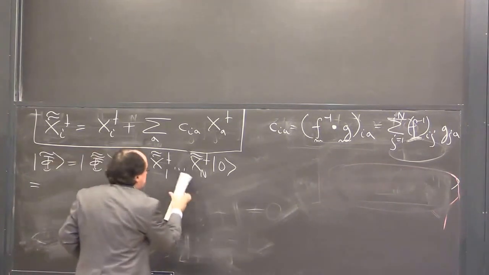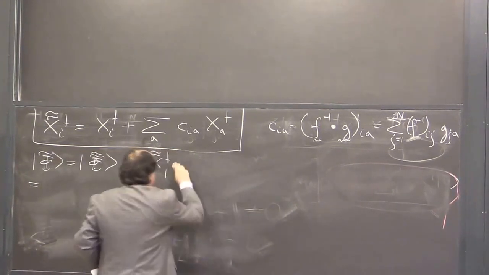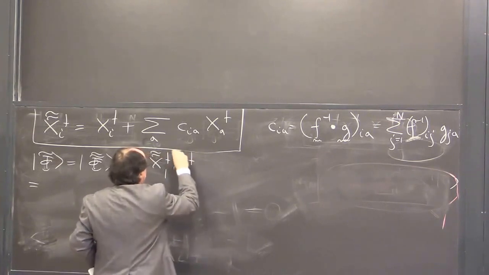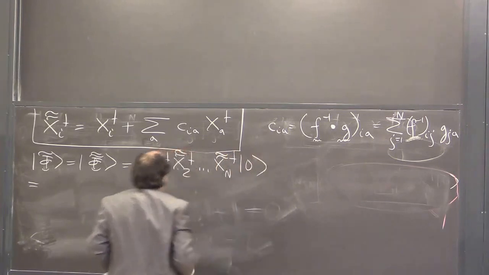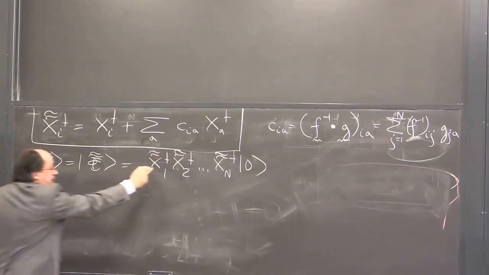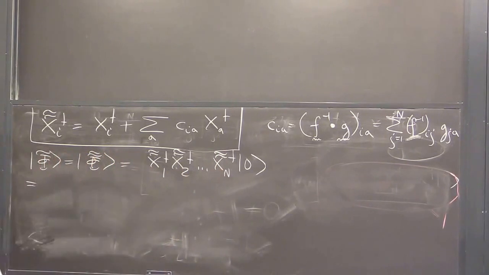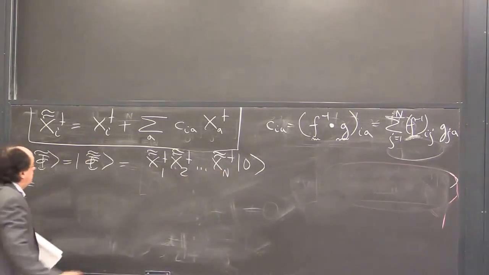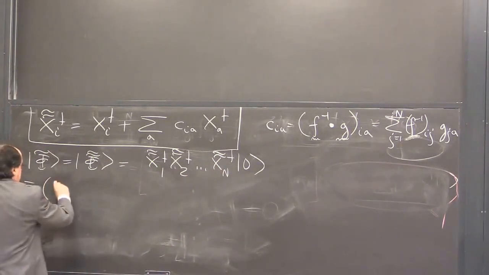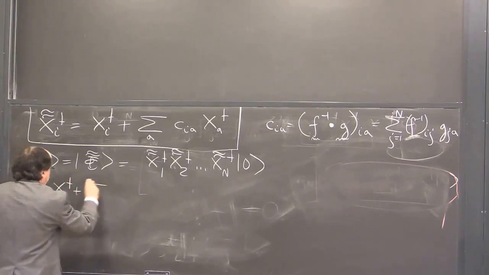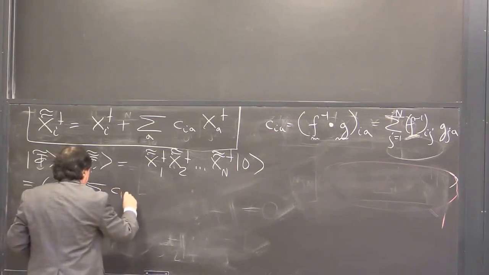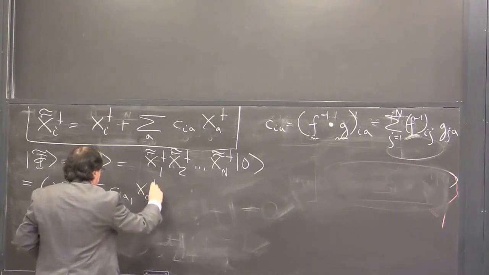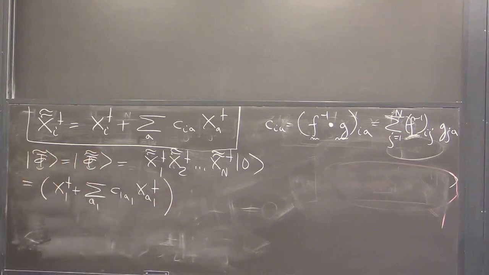Actually, okay, that's not important maybe, but let's just emphasize 2 of them first. Then, all right. So I'm going to replace each of these creation operators here by the formula in the box. So we end up with x1 dagger plus the summation over, say, let's call this index a1, c1 a1 x a1 dagger. That's a substitute for x1 dagger double tilde.